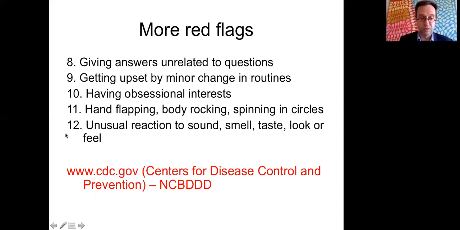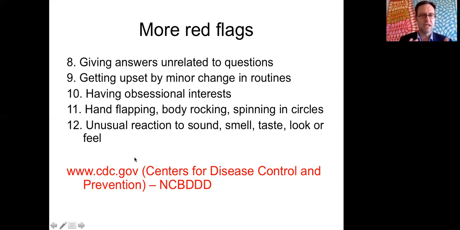And also, you remember I mentioned unusual reaction to sound, smell, taste, look, or feel. Often children show it, if it's sound, by putting their hands over their ears, and they get distressed or anxious. But sometimes people also have idiosyncratic responses to sensory stimuli. And that usually makes them angry. And it could be unusual things like the sound of a dog barking, the sound of a baby crying, the look of beards, all sorts of things can lead to these unusual reactions.